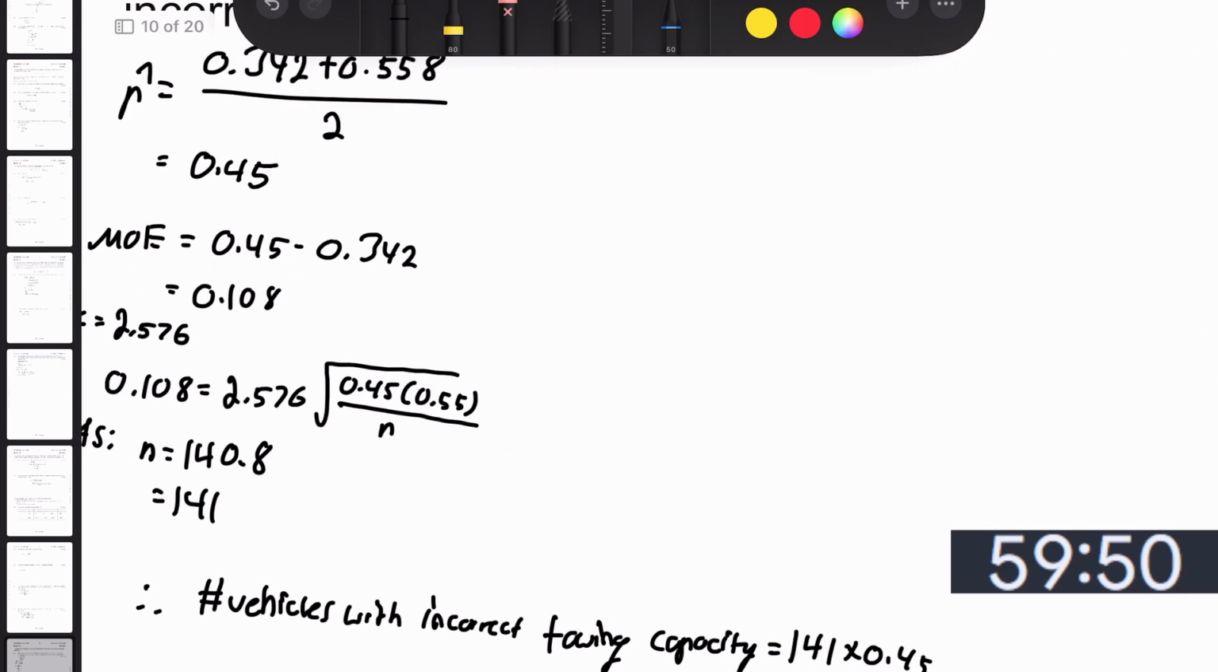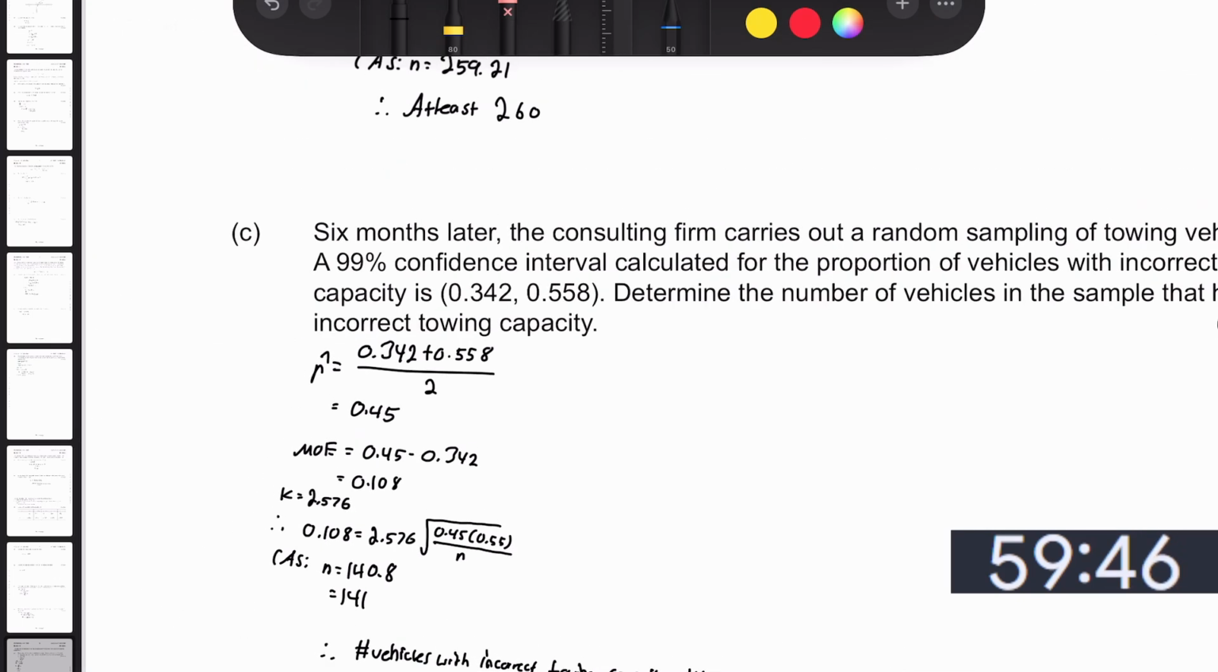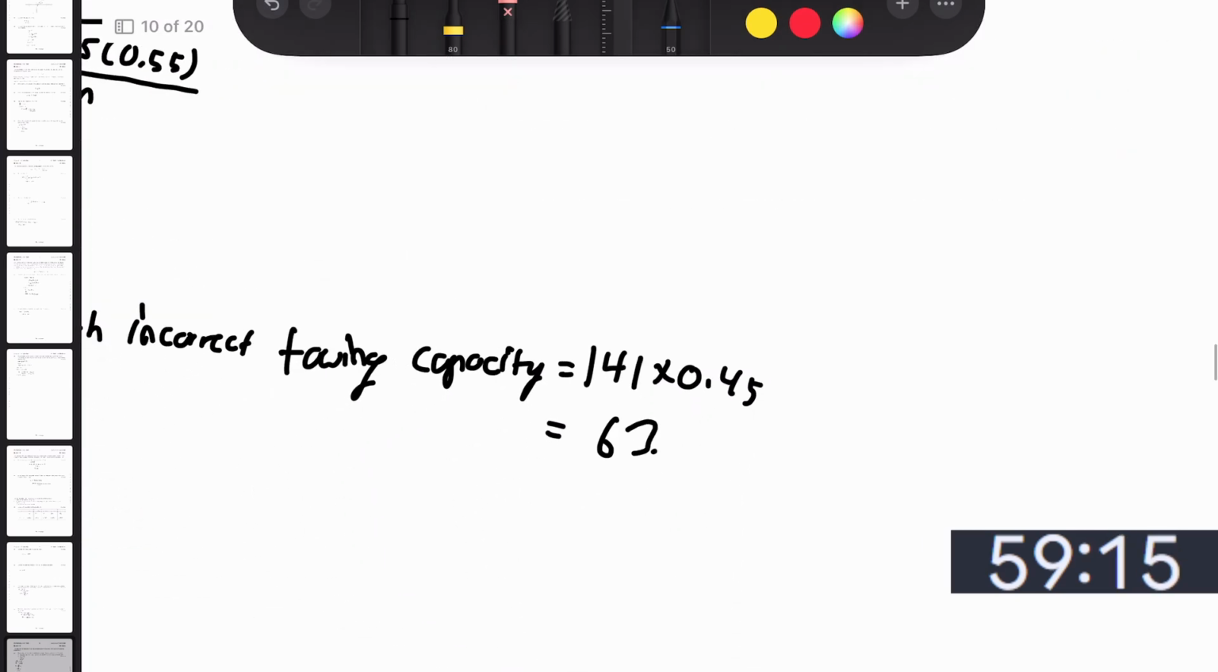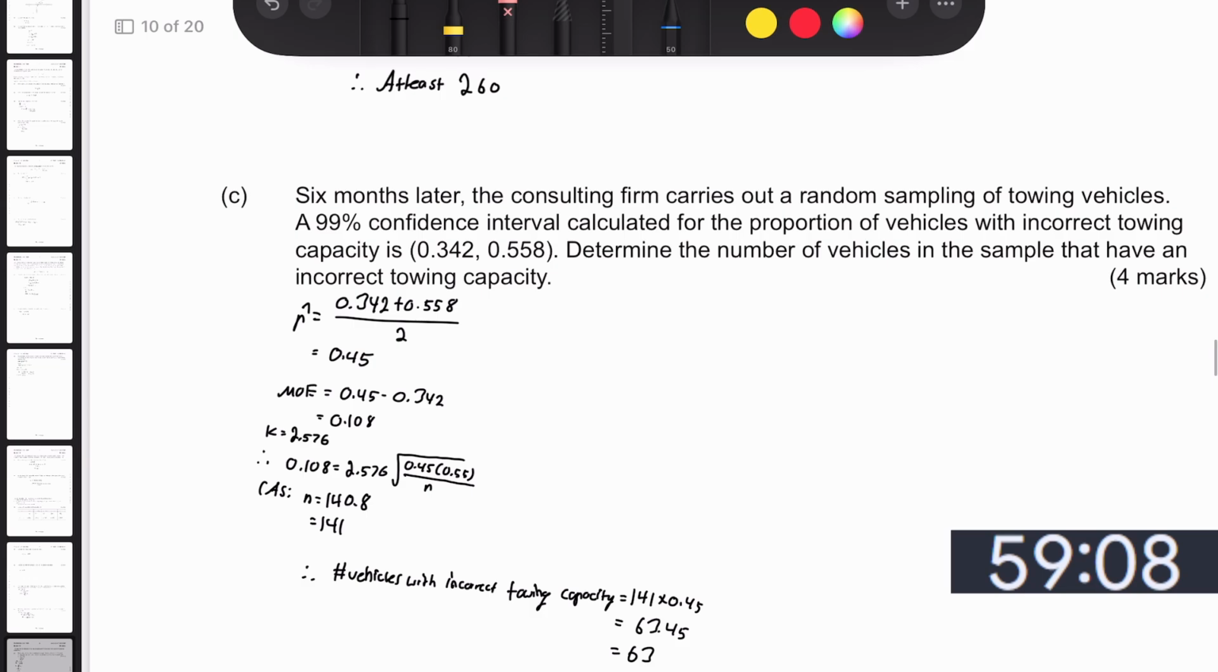Confidence interval, so okay, let's see, 0.342, 0.45, okay, so 0.108 is equal to 2.576 square root of 0.45 times 0.55 all over n. 63.45, so 63. That's very odd. Usually they have nicer numbers for this. I'm just not sure exactly why. It's all messed up.